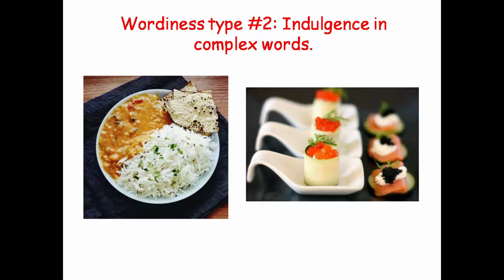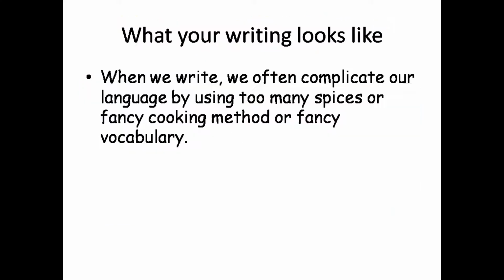So, the next type of wordiness is indulgence in complex words. Now look at this picture. On the left side, it's a simple dal chawal and papad, something which is loved and can never go wrong. On the right-hand side is a very complicated dish, which you will probably go to buy in a restaurant, but can you actually cook it at home? That is what your writing can often look like.